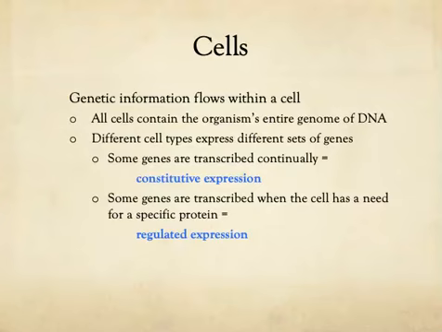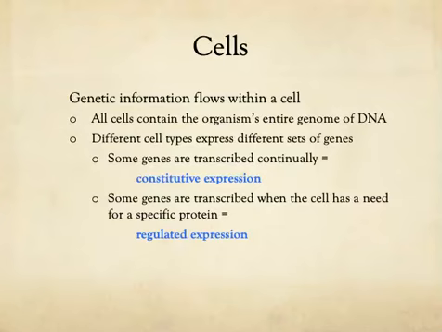So that tells us something. That tells us that different cell types have the entire genome, but only express a portion of that genome. Different cell types express different sets of genes inside the DNA molecule.